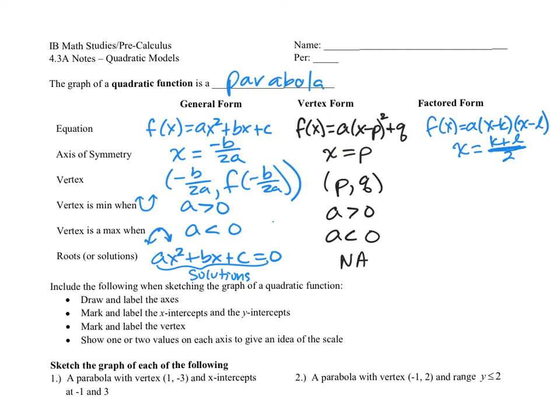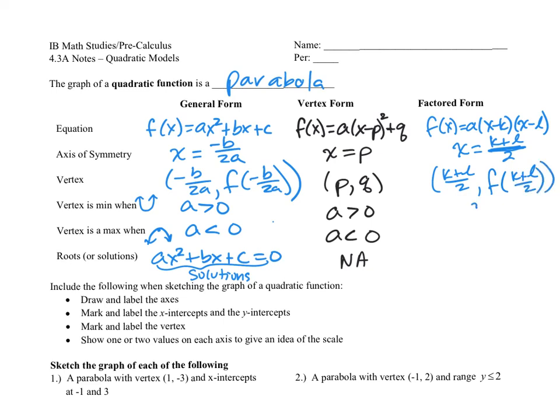And then to find the vertex, that would be the point with x value (k + L) divided by 2. The reason we're averaging is that these would be the x values where the parabola touches the x-axis. So if we average them, we're going to get the x value of the point right in the middle. So that would be the x value of your vertex. And then to find the y value of your vertex, that would be f of (k + L) all divided by 2.